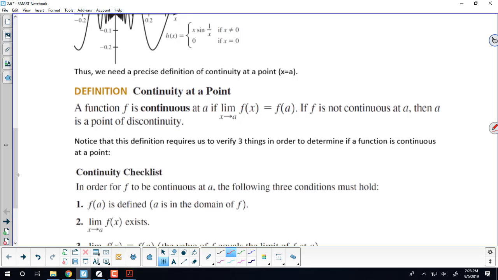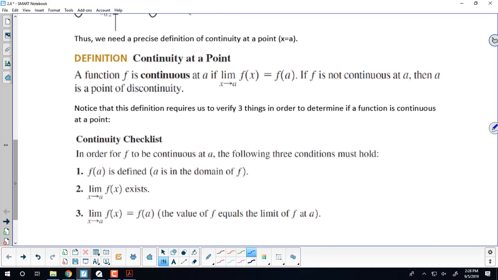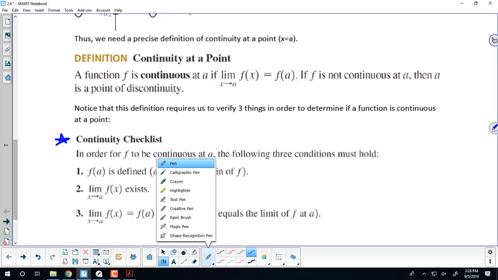The statement in this definition is actually broken down into three components, because there are three different things we have to ensure in order for the limit to equal the function value. So our continuity checklist is kind of what we're going to use to determine continuity. If any question asks, is this function continuous here, then we've got to make sure that we're justifying all three of these. Our continuity checklist is used to justify continuity.